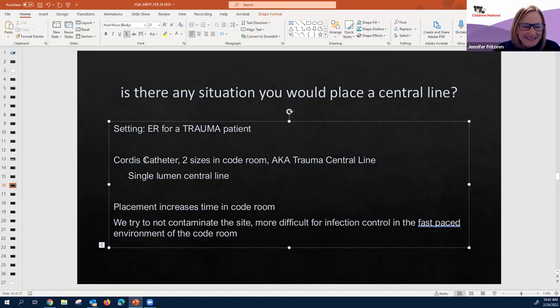Okay, yeah, I'm really glad that we talked about the Cordis catheter and what it's called. It's also called the trauma central line and the Cordis catheter. It comes in the packaging.